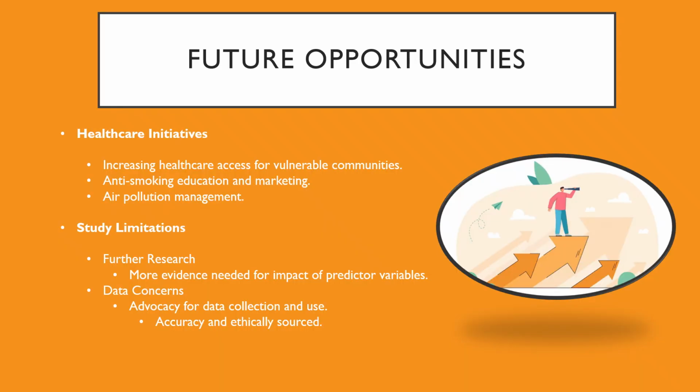Lastly, future opportunities for the Capstone include further healthcare initiatives, such as increasing healthcare access to vulnerable communities, such as the rural subpopulations identified, as well as anti-smoking education and marketing, and air pollution management. Some study limitations identified include further research needed, such as more evidence needed for the impact of the predictor variables identified, as well as data concerns such as advocacy for proper data collection and use, including accuracy of valid data and ethically sourced data.